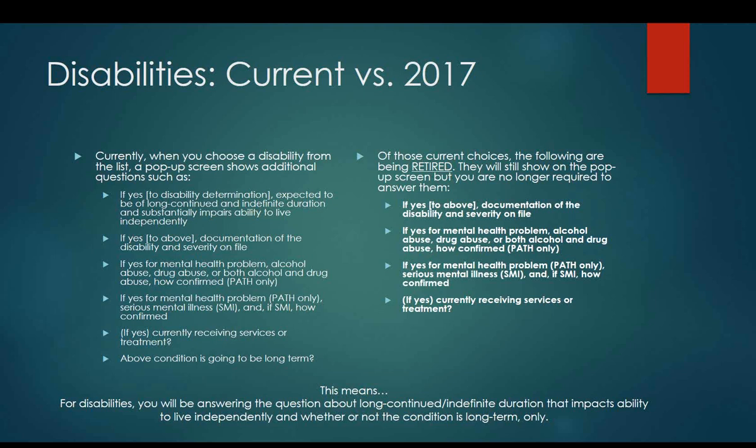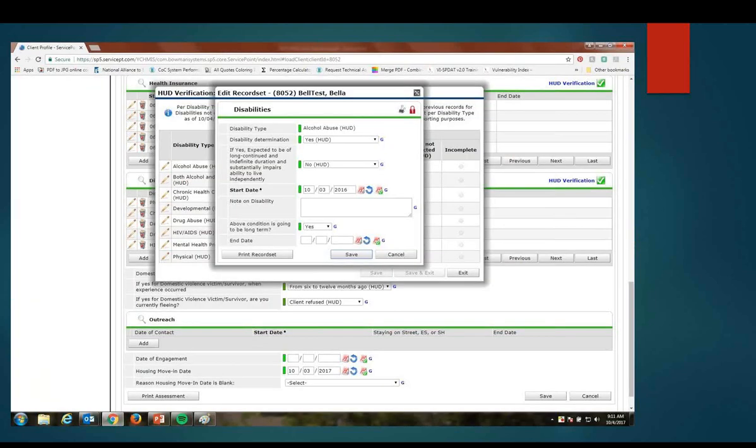So when you are entering a person and you complete their HUD verification link for disabilities, if you choose a disability, they have removed a lot of the questions. They've removed whether or not there is documentation of the disability on file. They've removed both of the path-only questions, and they've removed the question about whether or not the person is currently receiving services or treatment. So what that means is your disability screen is much shorter, and it looks something like this now.